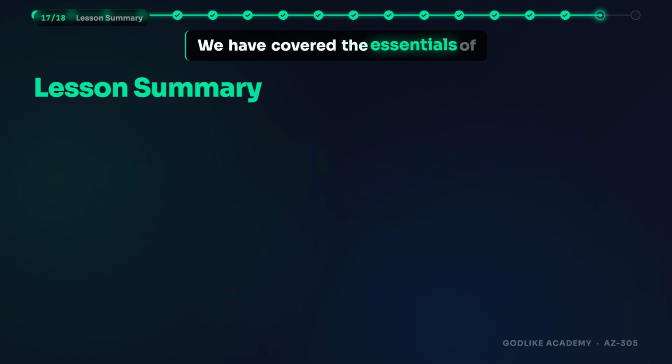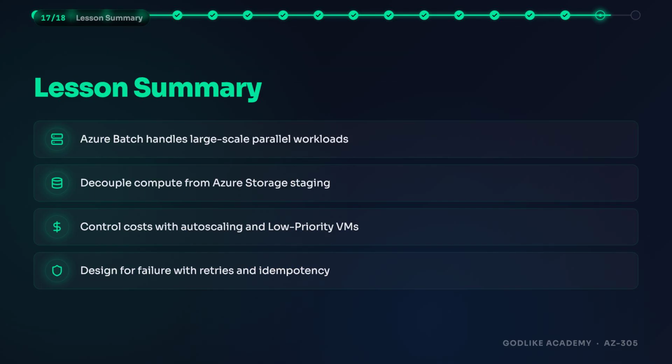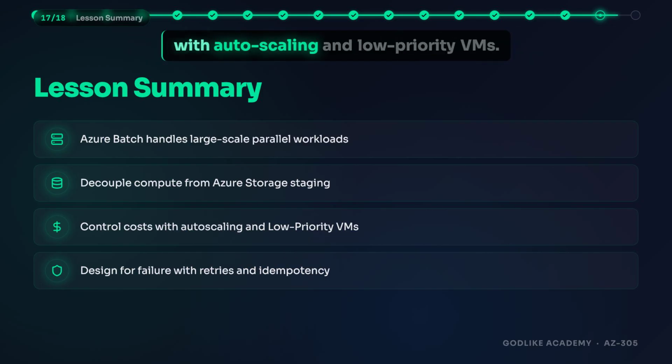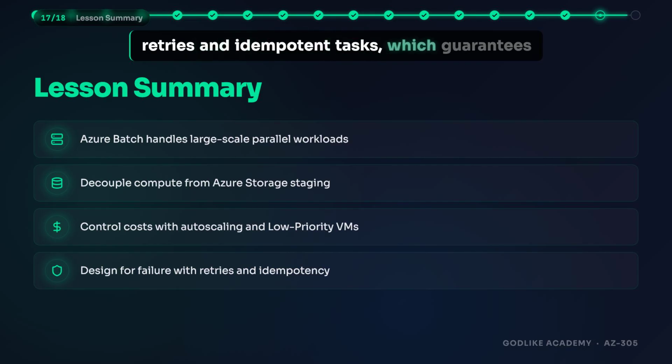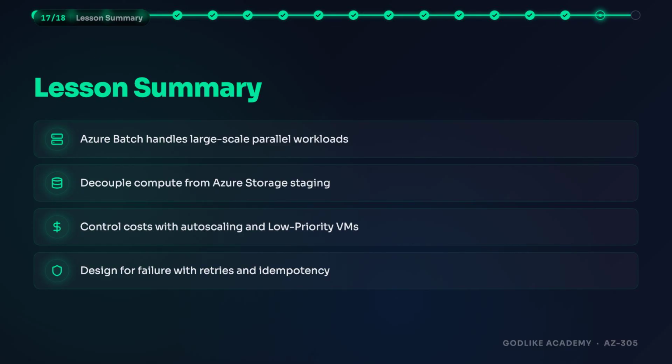We have covered the essentials of Azure Batch. It remains the definitive service for high-throughput parallel processing across distributed environments. Decouple your compute from storage, structure workloads for independence, and control costs with auto-scaling and low-priority VMs. Always design for failure by implementing retries and idempotent tasks, which guarantees consistent exam performance and production reliability under heavy load conditions.